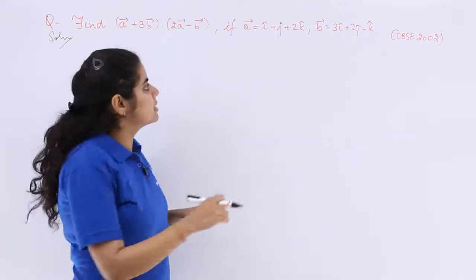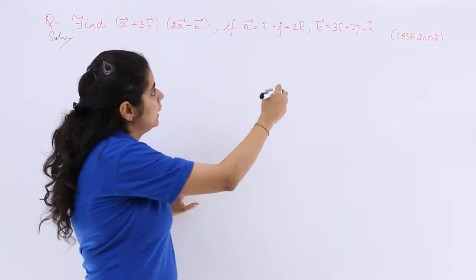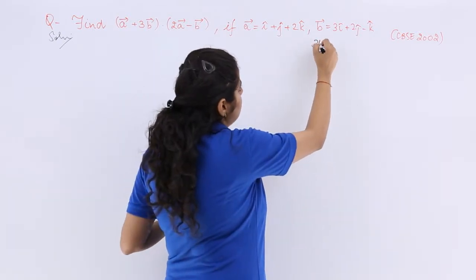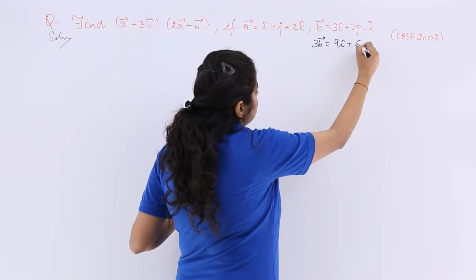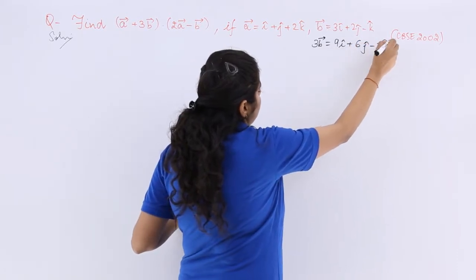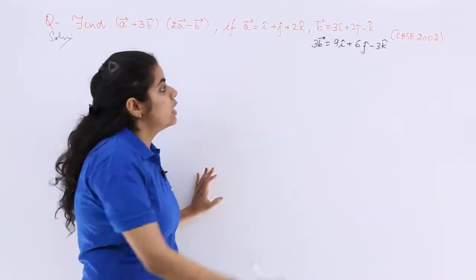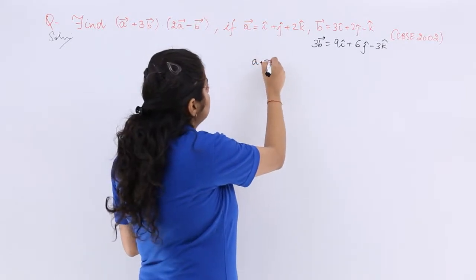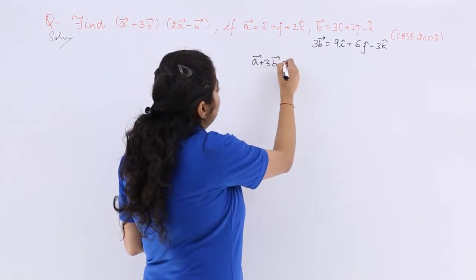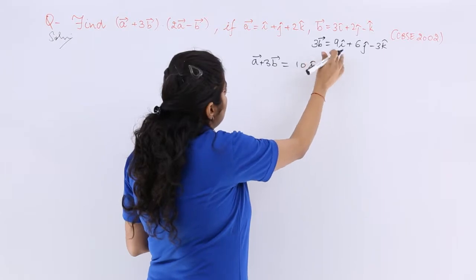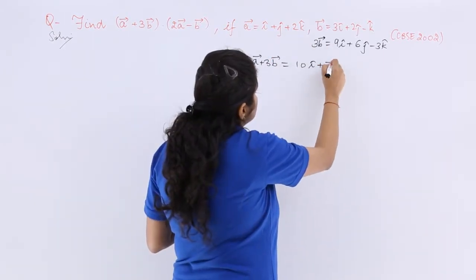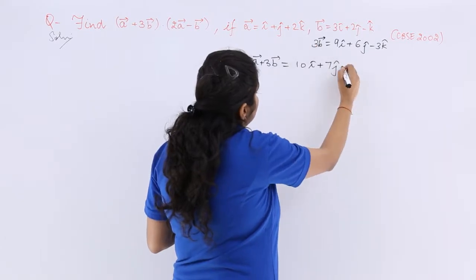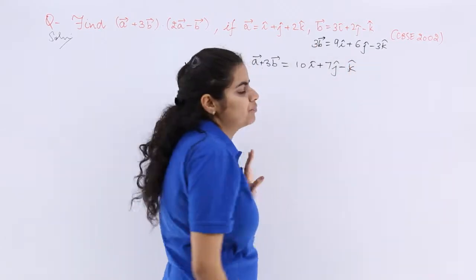Let's find a + 3b. If this is your a, let's find 3b first. It is 3 threes are 9 i cap plus 6 j cap minus 3 k cap. So this is 3b, this is a. Now what is a + 3b? It is 10 i cap, because 9 plus 1, then 7 j cap, then minus k cap.